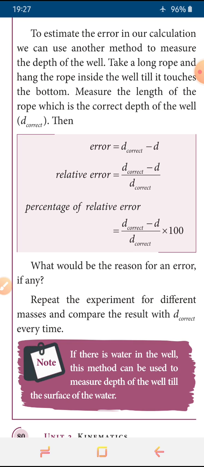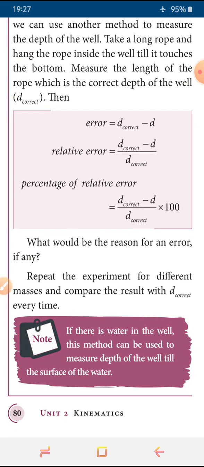Okay, and this error may occur because the sound may have been heard a little late by the boy, and stopping that stop clock may have taken some time. So due to that some error may occur. So we are repeating this experiment and we can take 4 or 5 values. That average will give the accurate value to find out the depth of the well. Okay, this is the easy experiment which is given in this example.